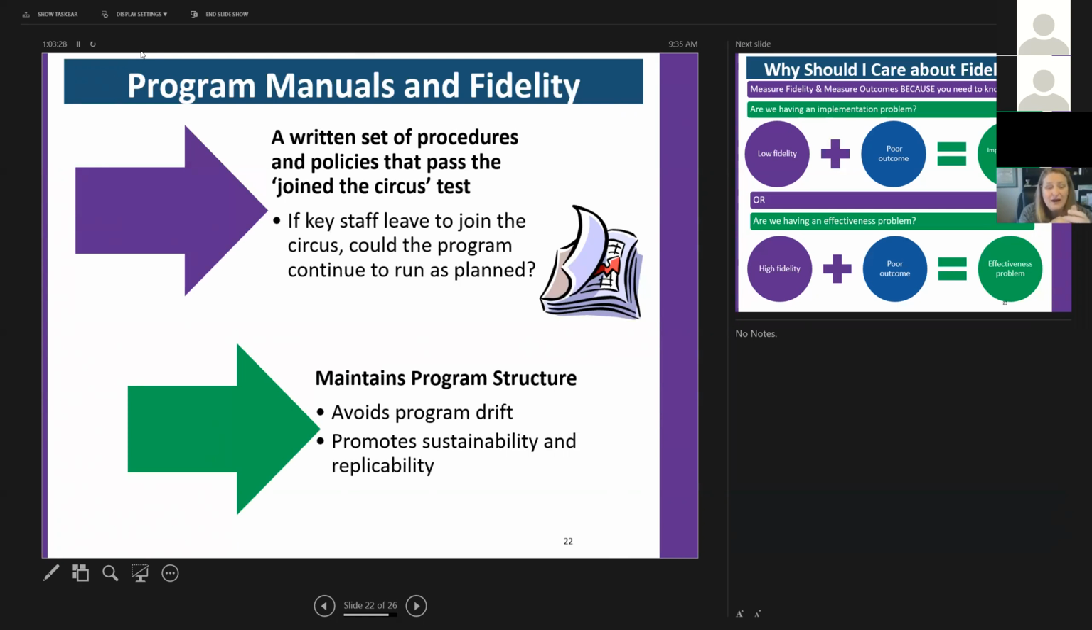In addition to helping to avoid program drift, using a program manual also helps us with replicability. So you've got a really successful program in Cobb County and you want to move it to another county. If you've got a strong program manual, if you understood implementation and how that works, that's going to make replicability in that other county much easier. It's going to make it more likely to happen because you have this good roadmap to get you there and to keep you going on the same path.